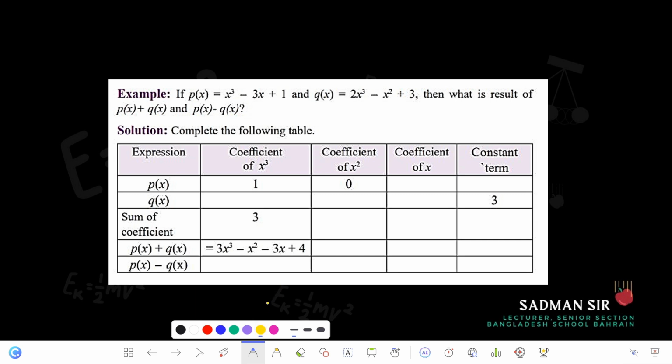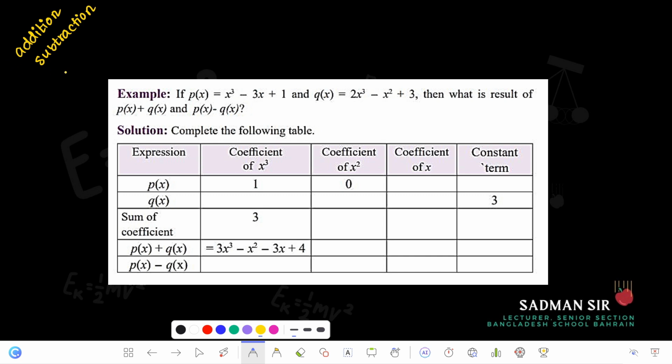Bismillahirrahmanirrahim. So in today's video we are going to talk about four operations of the polynomial. The four operations are, as we know, addition, subtraction, and multiplication and division. So in this slide we will talk about addition and subtraction.